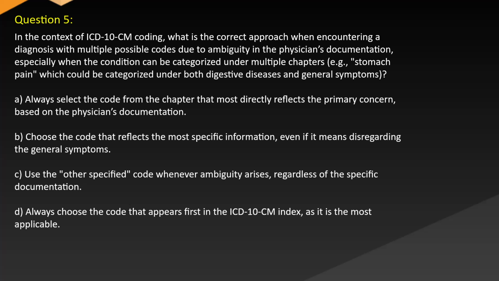A. Always select the code from the chapter that most directly reflects the primary concern based on the physician's documentation. B. Choose the code that reflects the most specific information, even if it means disregarding the general symptoms. C. Use the other specified code whenever ambiguity arises, regardless of the specific documentation. D. Always choose the code that appears first in the ICD index as it is the most applicable.